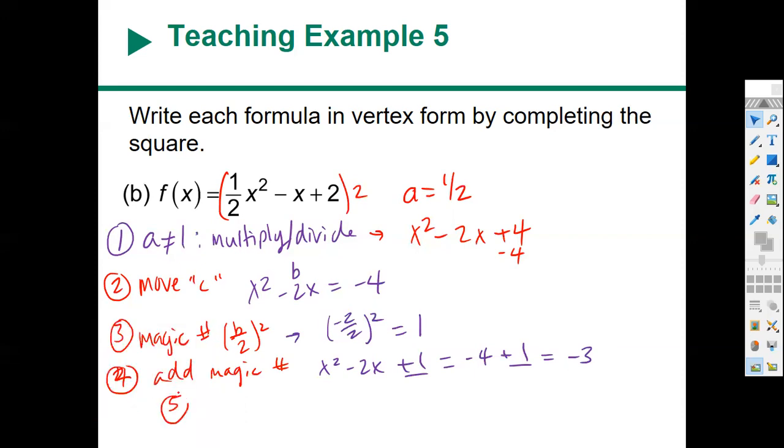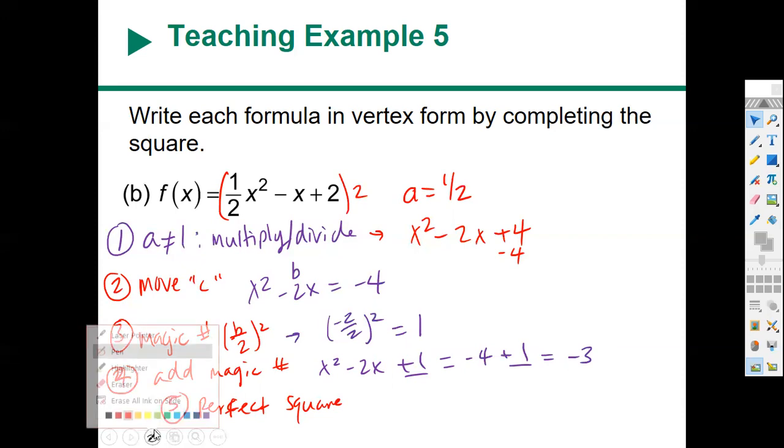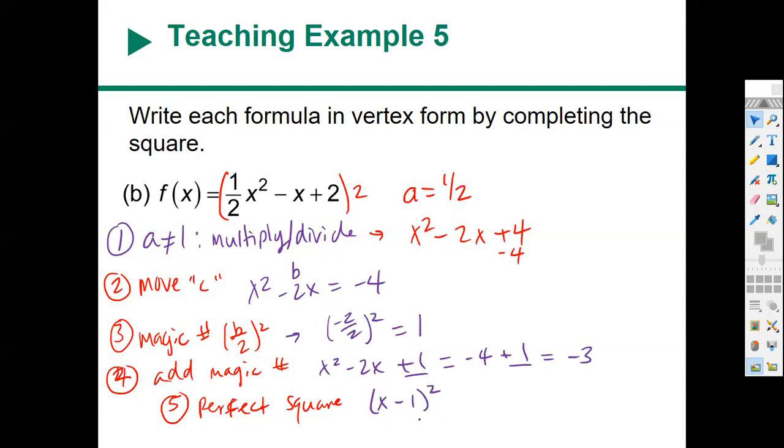And then step 5 is after we add, then we're going to find our perfect square. So to find the perfect square, what multiplies to give me 1 but adds to give me -2? -1, right? A negative times a negative is a positive, and -1 plus -1 is -2. So we know that it's x minus 1 squared equals -3.